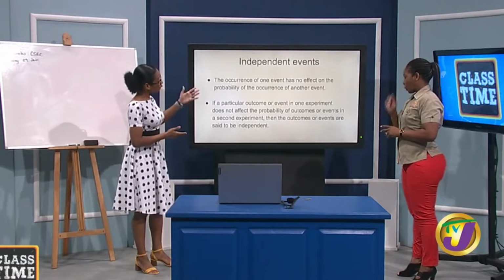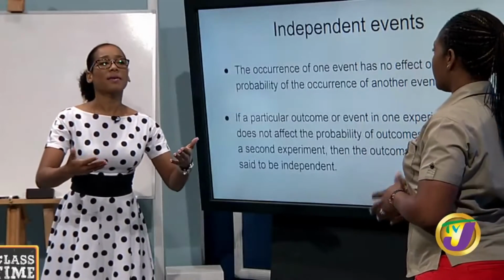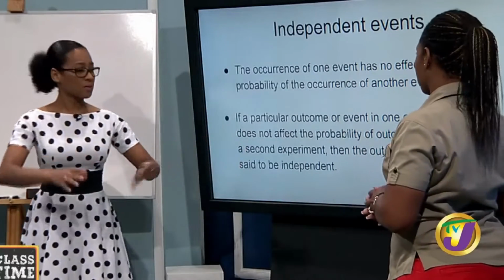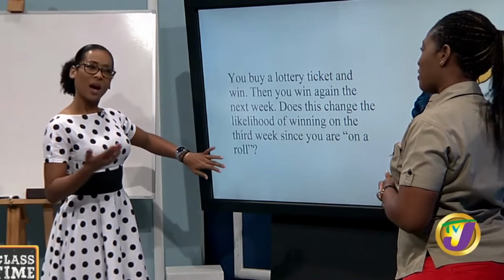And for those of us who weren't quite sure what we were sharing earlier, if a particular outcome or event in one experiment does not affect the probability of outcomes or events in a second experiment, then the outcomes or events are said to be independent, and we just shared that. Right. So the second event is not affected by the first event. Good. And we're going to take a look at some activities to see if they're independent or not.